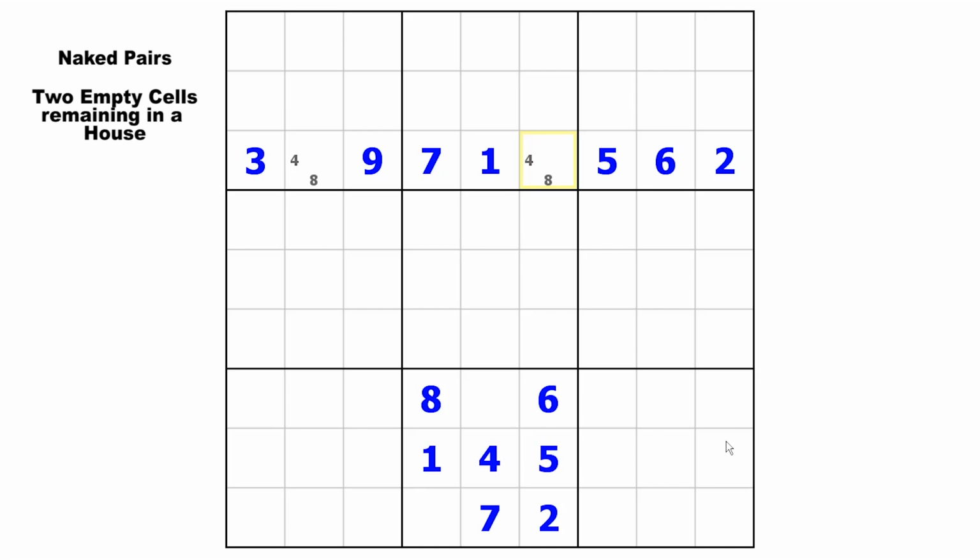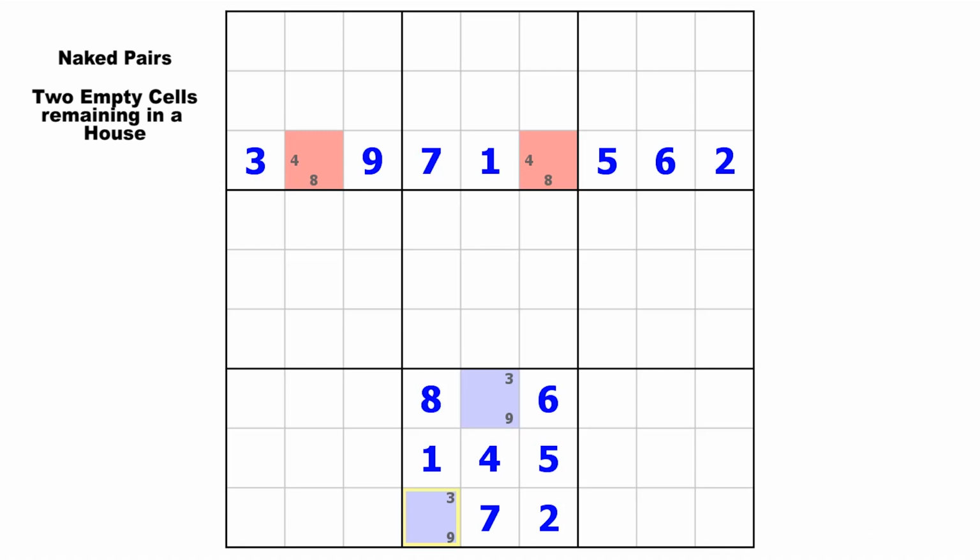And likewise, down here in block 8, we have 1, 2, 4, 5, 6, 7, 8, which means these 2 empty cells must contain 3 and 9 one way or the other. One of those cells must be a 3 and the other must be a 9, even though we don't yet know which is which. And so we enter them just like that. Those are naked pairs. The 2 cells in row 3, each containing 4 and 8, are a naked pair, and the 2 cells in block 8, each containing 3 and 9, are also another naked pair.